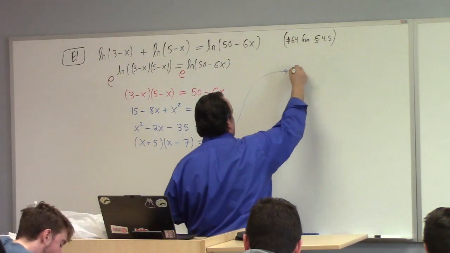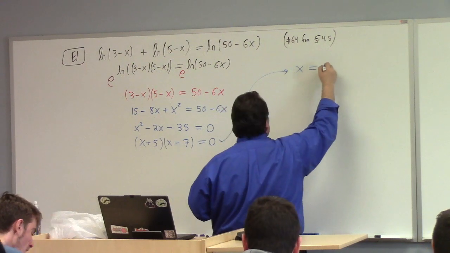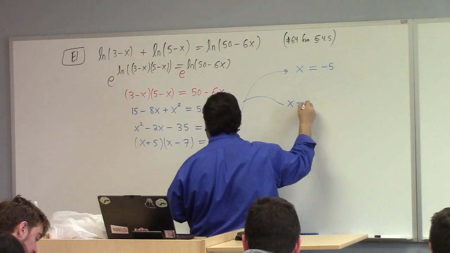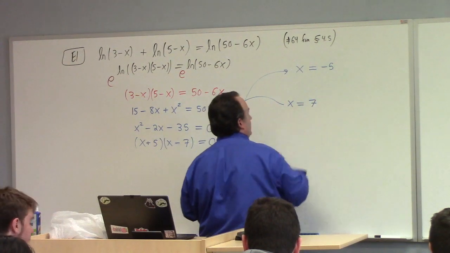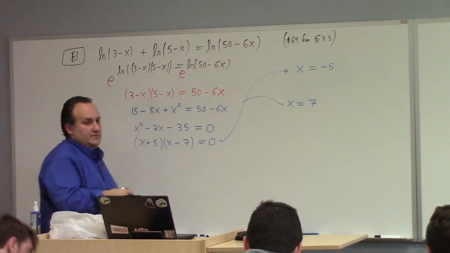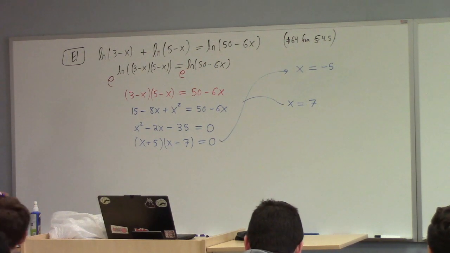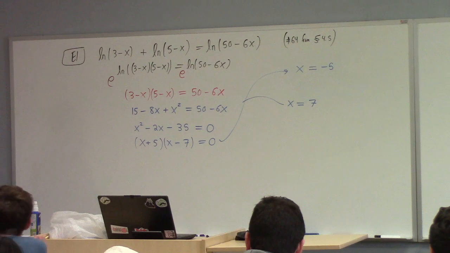Cool. Which gives us what? x equals negative 5, or x equals, I heard positive 7, right? Now, as is the case with these problems, we have to go back to the original equation and check, right? Do these work? Are they extraneous? What's the situation here? So what do you guys think?